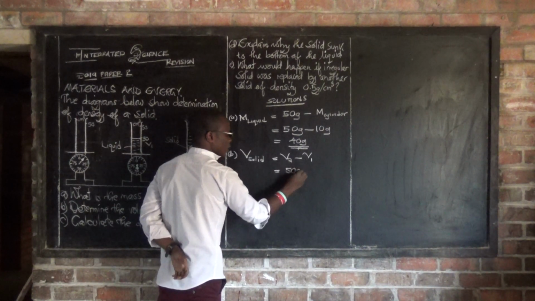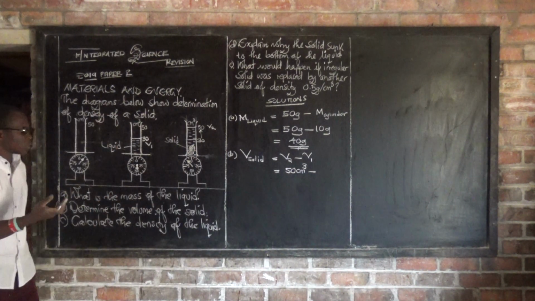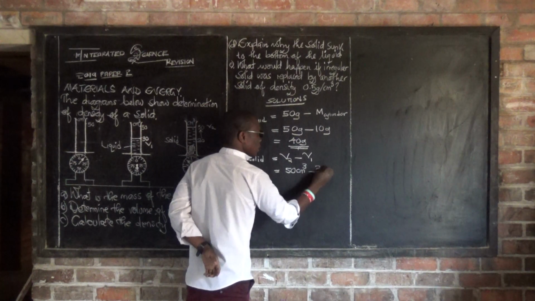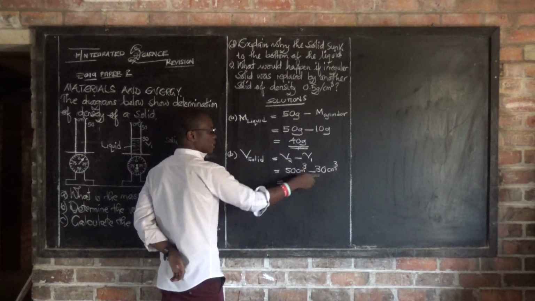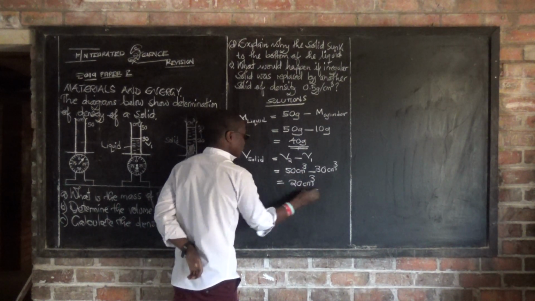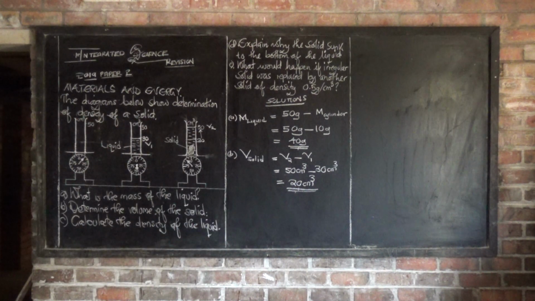50 cubic centimeters minus what was our initial? 30. So minus 30 cubic centimeters. So 50 minus 30, you get 20 cubic centimeters as the volume of the solid.